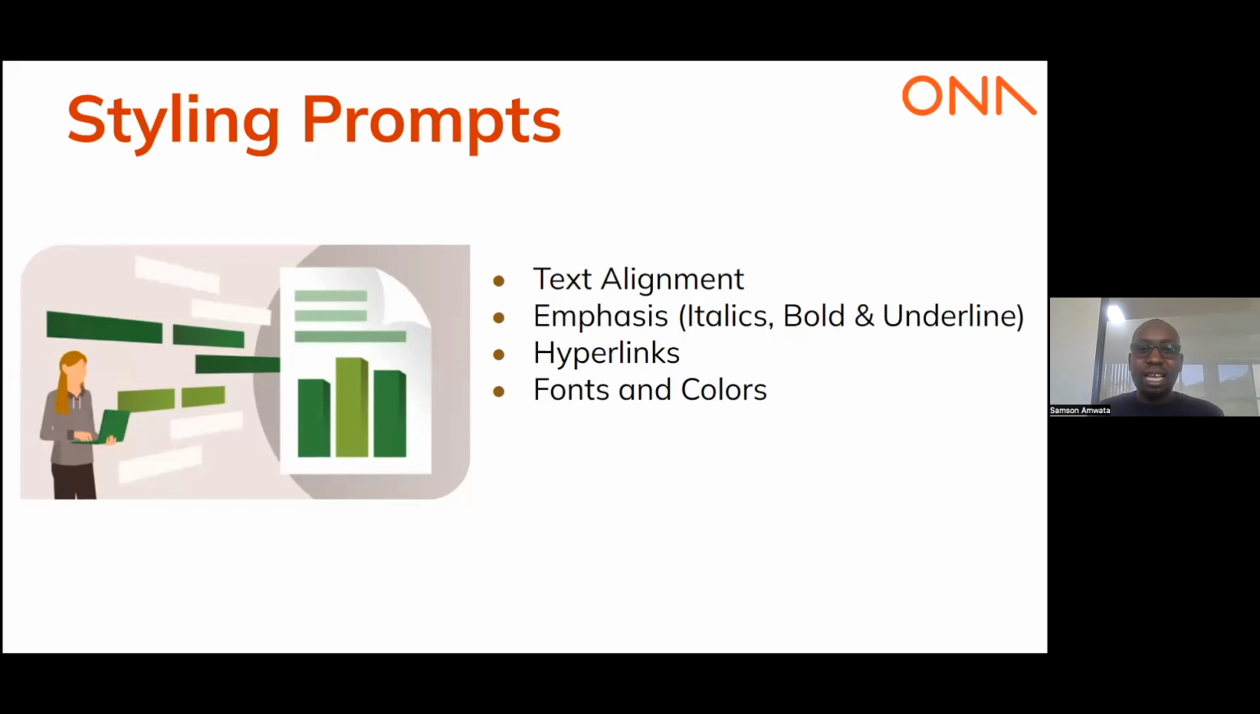Now, what are some of the styling prompts that we are going to look at? We are going to look at text alignment, emphasis, hyperlinks, and fonts and colors. So we are going to see how you can align your texts. Maybe you want to align them centrally, to the left, or to the right, or you are going to emphasize certain things, like you want to put some words in italics. You are going to underline some words. You want to put some of the words in bold. How are you going to include links, like hyperlinks, and how are you going to use fonts and colors?